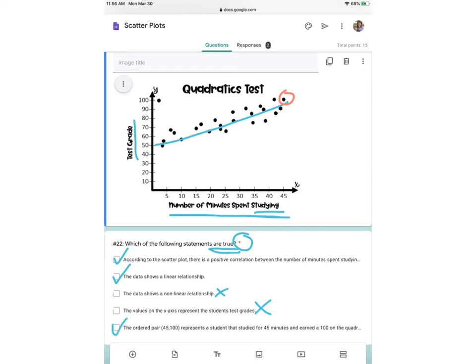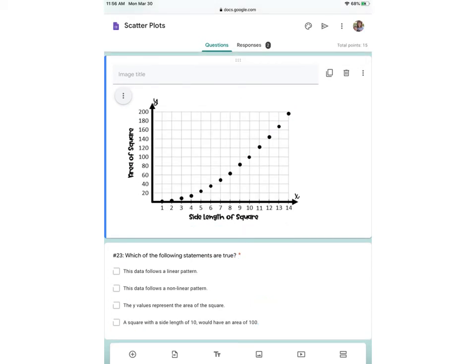So be careful on these ones. This section, there'll be more than one correct answer. Same thing on this one. Which statements are true? There's going to be more than one answer.